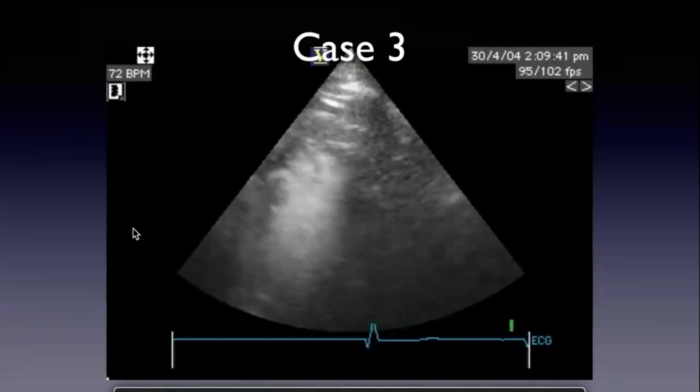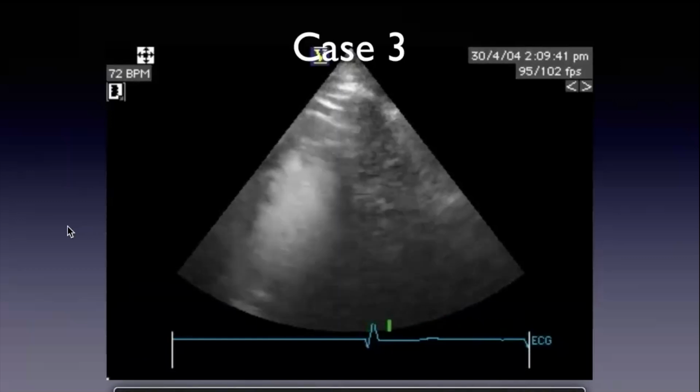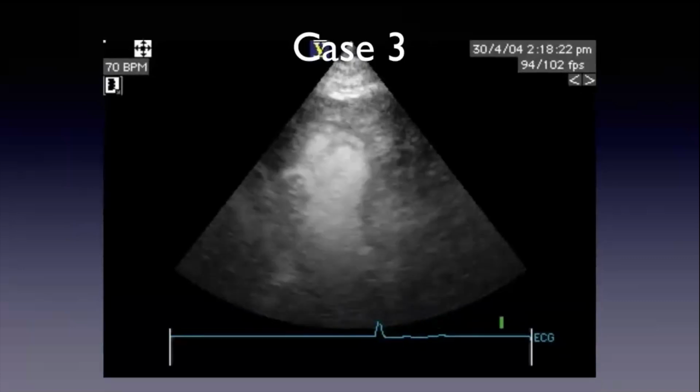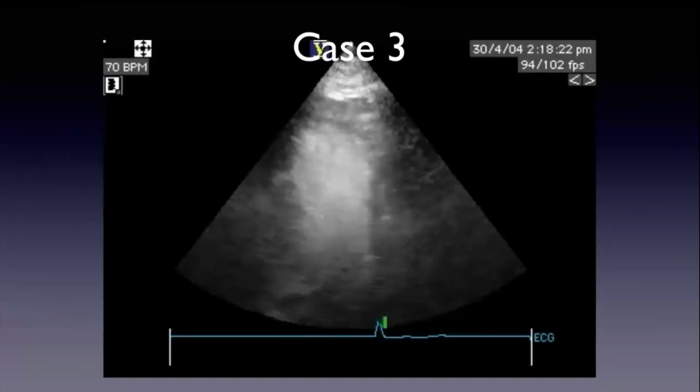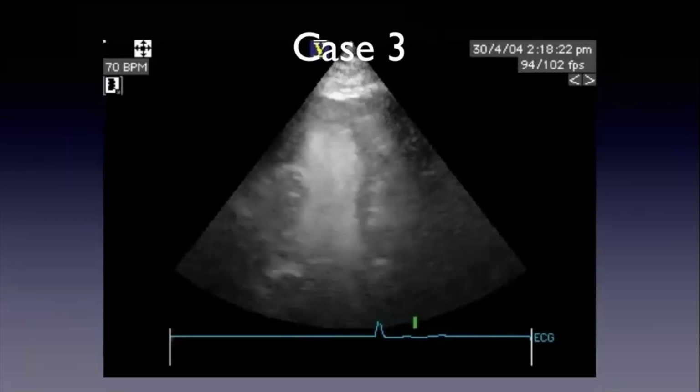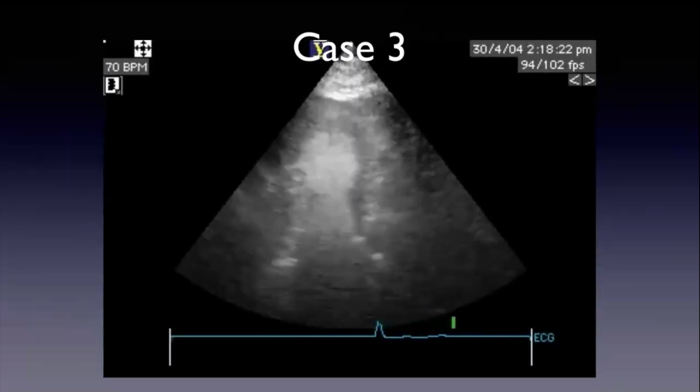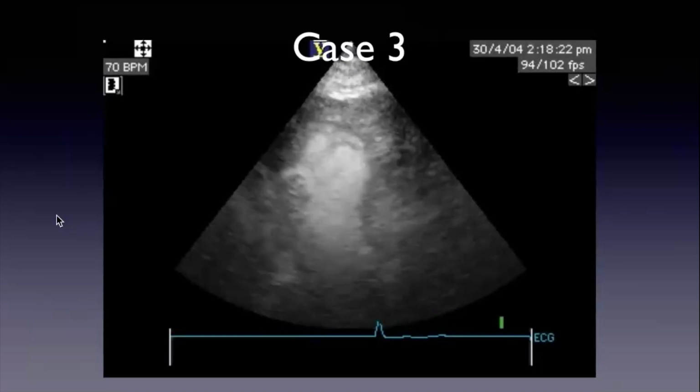Okay, so I'm going to show you 3 images, and then you can tell me what you think it is. This patient was post-MI, right? Yeah. So that's a 3-chamber view.